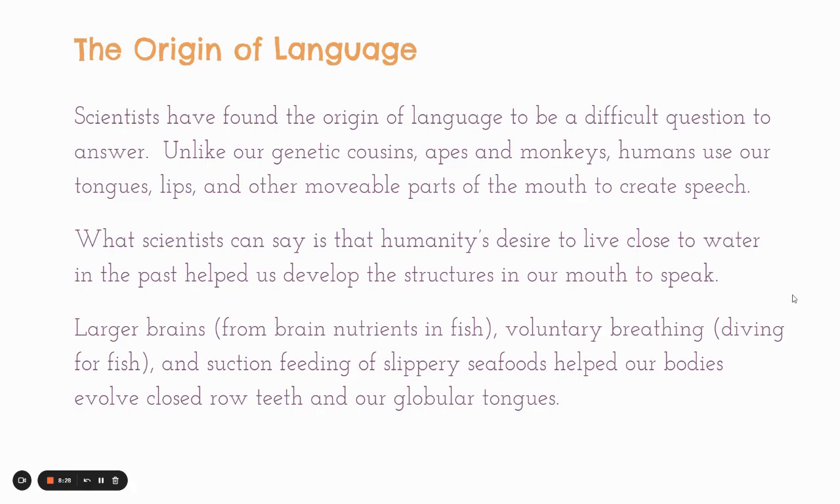What scientists can say is that humanity's desire to live closer to water in the past helped us develop the structures in our mouth that made us able to speak. For instance, our larger brains, which we may have gotten from the brain nutrients that come with fish, voluntary breathing, our ability to stop breathing if we wish to, and suction feeding off of seafoods helped our body evolve the closed row teeth and the globular tongues that have helped us make these noises and make language more possible. So there's some evolutionary biology going into the potential of where language is coming from in the history of the earth.